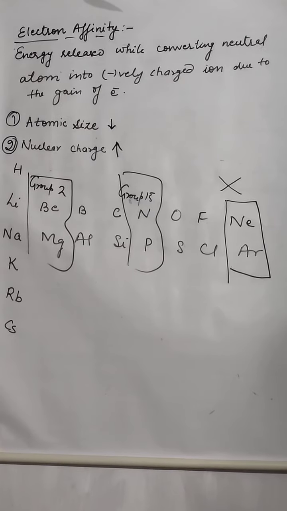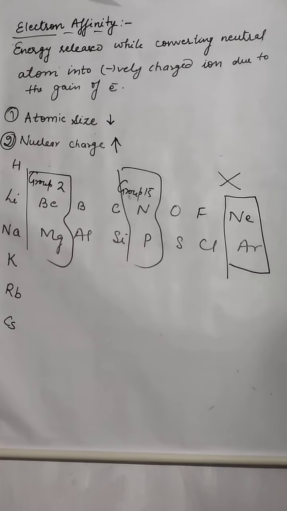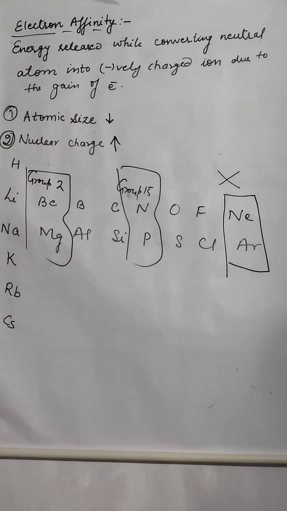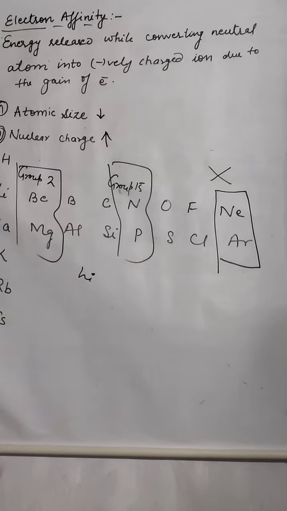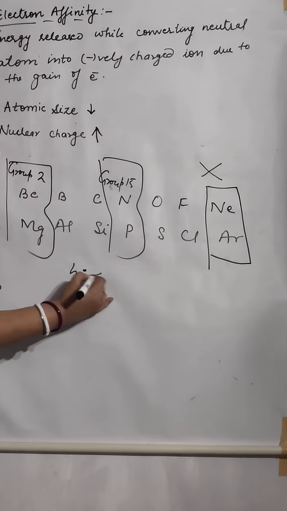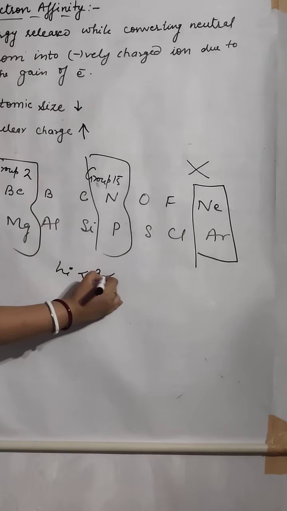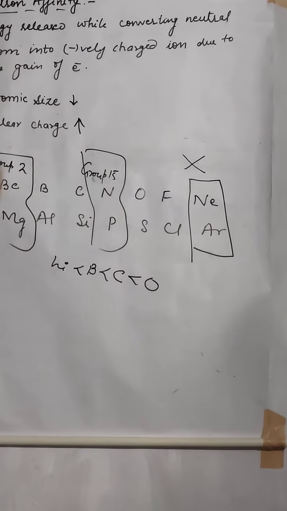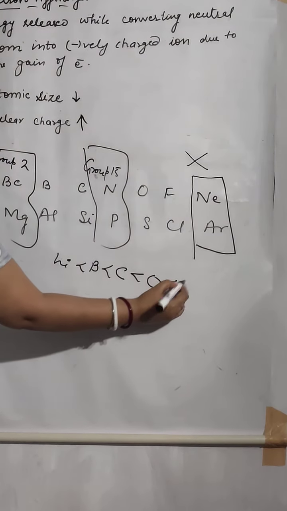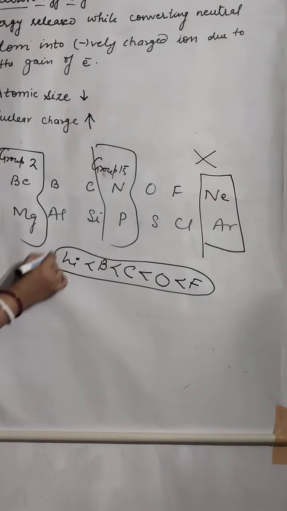Now, if we are asked to write the increasing order of the electron affinity for period 2, how are we going to write it? Firstly we'll write lithium, and then we will write boron. Beryllium will not be included. Then we will write carbon. Then we will write oxygen. Nitrogen will not be included. And then we are going to write fluorine. So this is for the period.